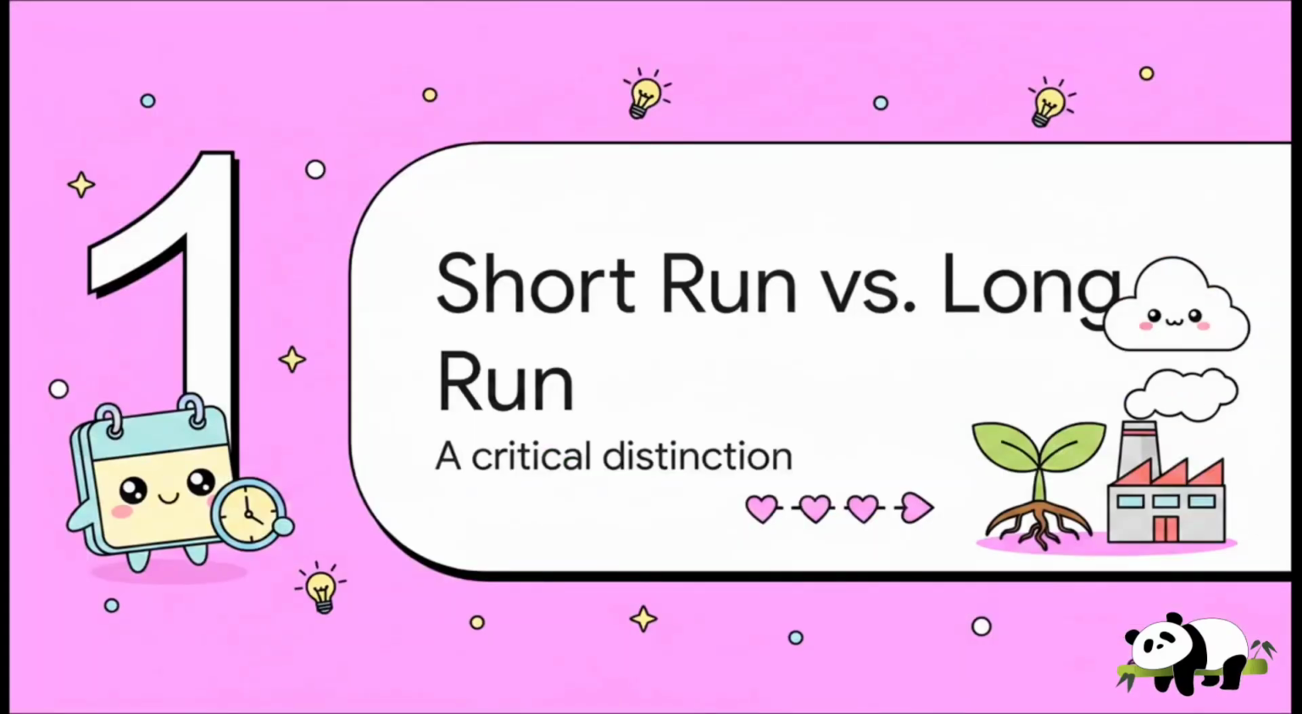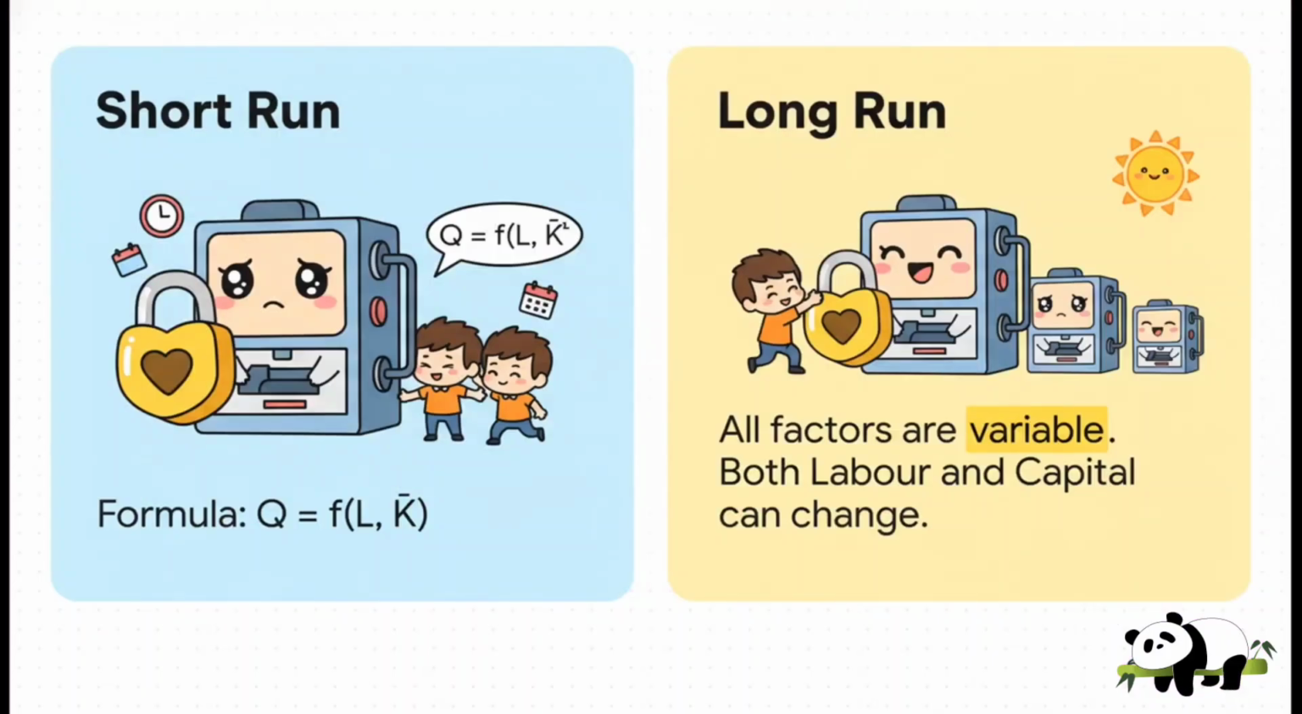Okay, let's dive into our first huge concept, and you really need to pay attention here because this is absolutely critical for your exam, knowing the difference between the short run and the long run. So think about it. In the short run, Ravi can't just snap his fingers and get a new factory or a new machine. That stuff takes time. So at least one of his inputs is fixed. In this case, his capital, his machines, are fixed. And by the way, that's what that little bar over the K means. It's fixed. The only way he can change his output is by hiring more workers.